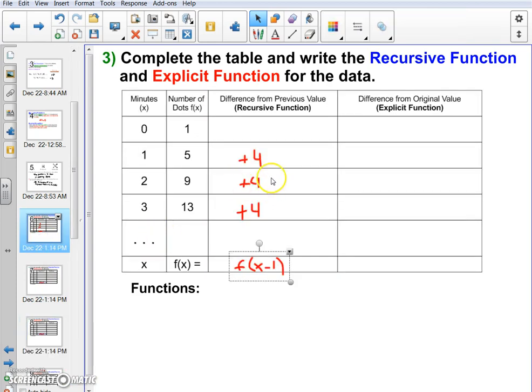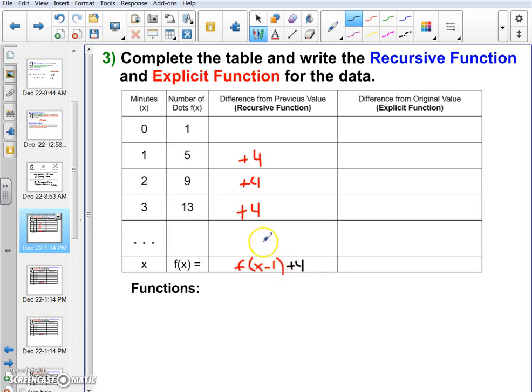Now for this first one, we have plus 4. That's our pattern. So basically what we're going to do is we're going to add 4. And that's basically it. So I'm going to go ahead and do all the recursive functions for the 3 problems that we're going to do together. And I'll do the explicit afterwards.